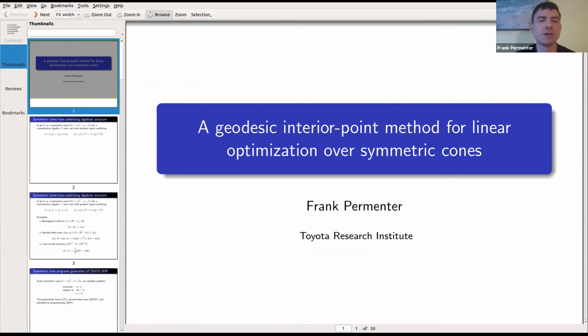So today I'm going to talk about a new algorithm for solving symmetric cone optimization problems. If you don't know what a symmetric cone optimization problem is, let me just say straight away that it's a common generalization of linear programming, second order cone programming, and semidefinite programming. So while the title of this talk may seem esoteric, the actual topic is very practically relevant.